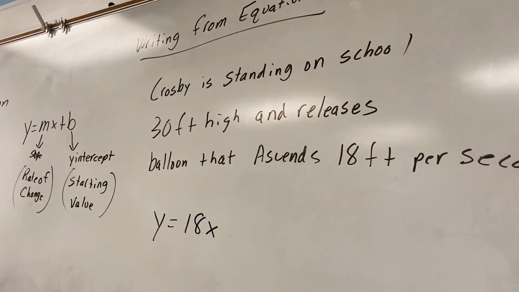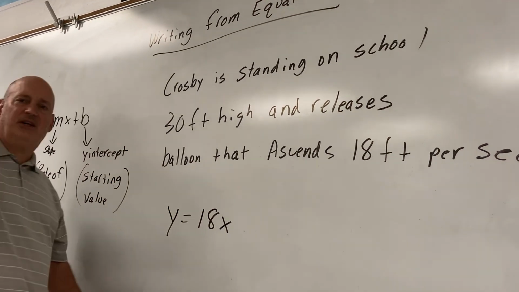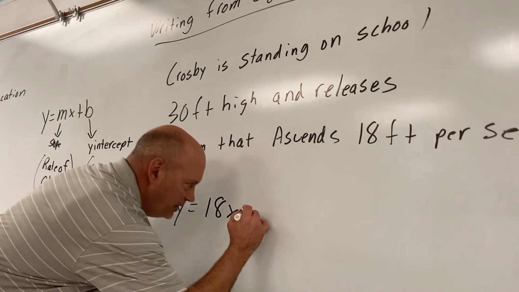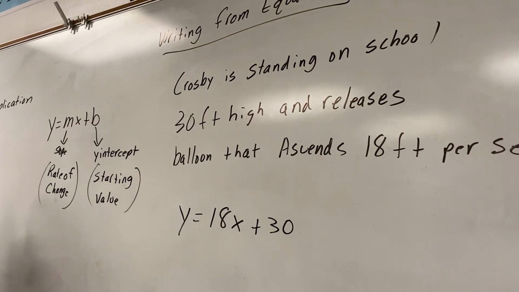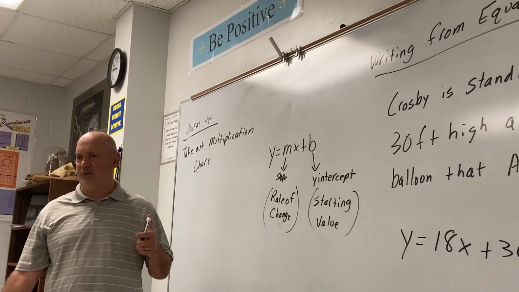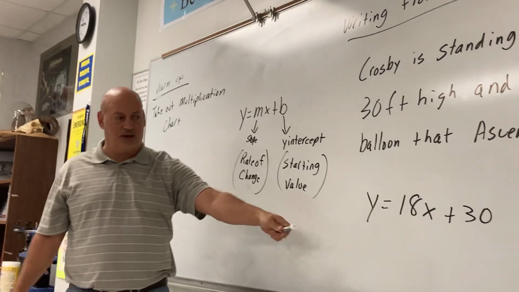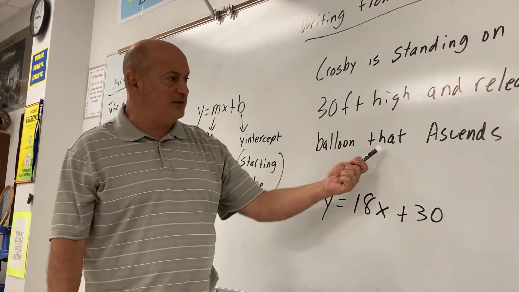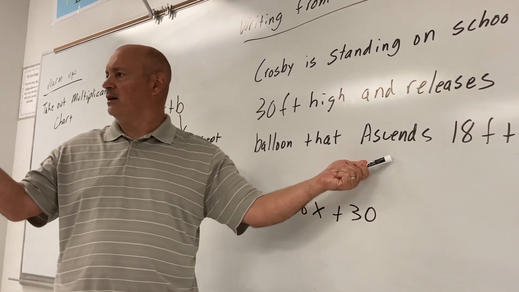And what is the starting value? 30. Would it be plus 30 or minus 30? Plus 30, because isn't he 30 feet above the earth? Yes. In a word problem, the earth is usually 0. So the ground's 0, Crosby's 30 feet high, so we have to start at 30. And ascending means balloons go up, don't they?